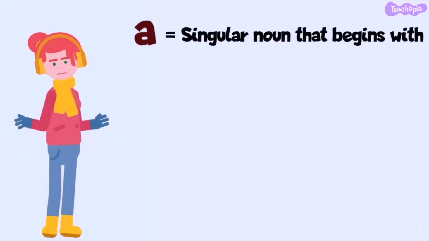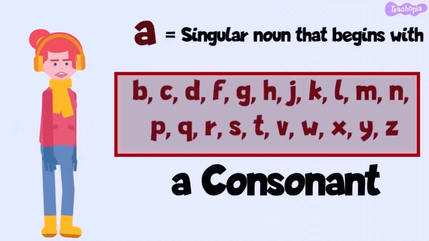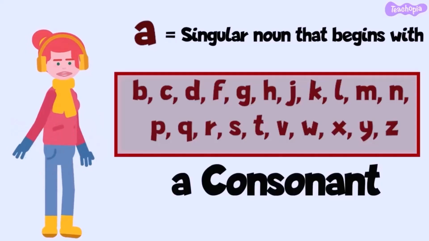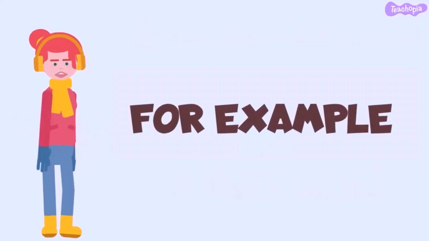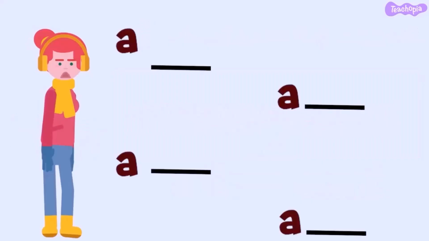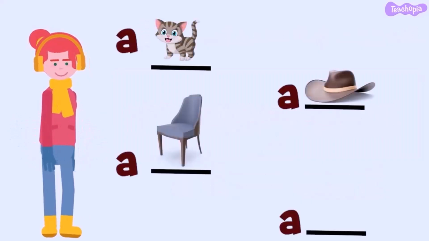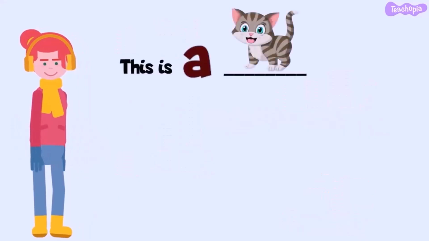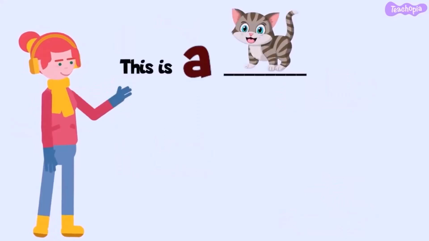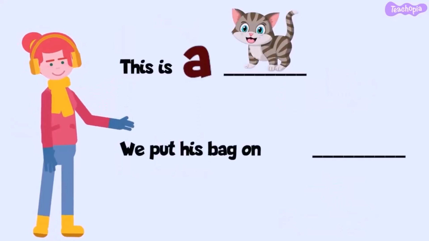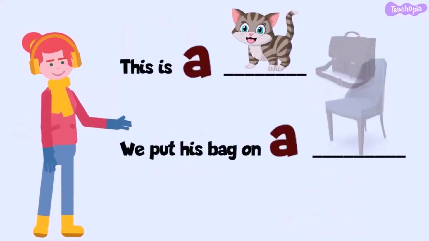We use a before a singular noun that begins with a consonant. For example, a cat, a hat, a chair, a house. We can say, this is a cat. We put his bag on a chair.